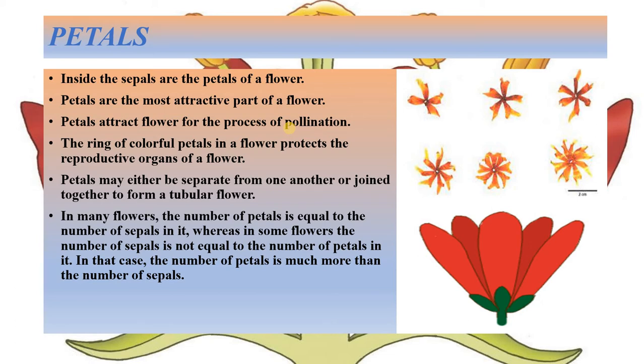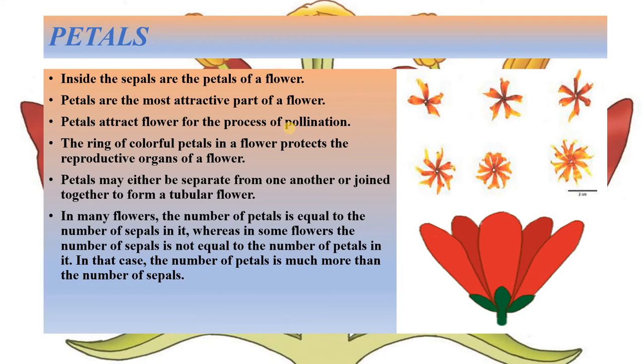Now, the ring of colorful petals in a flower protects the reproductive organs of a flower. What are the reproductive organs? It includes stamen and pistil, as I have said. Now, these petals may be either separated from one another or joined together to form a tubular flower. In many flowers, the number of petals is equal to the number of sepals. If, suppose, in a flower there are 6 sepals, in some flowers you will find that the petals are also the same in number, that is 6.